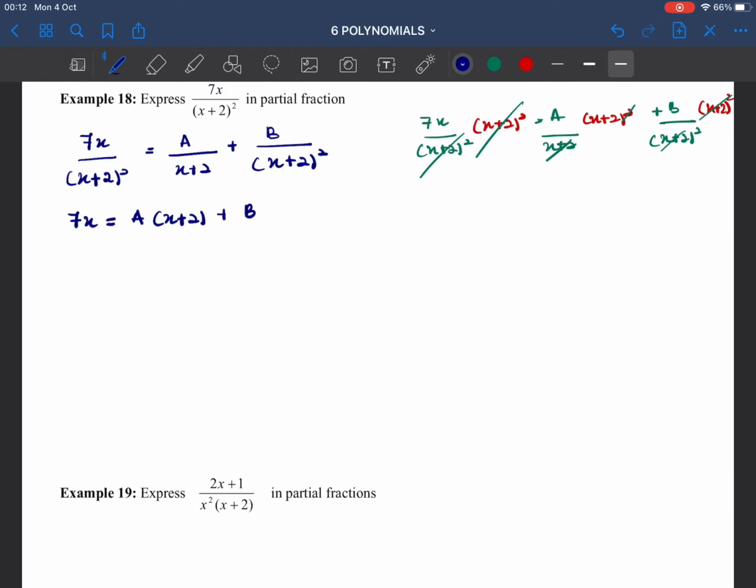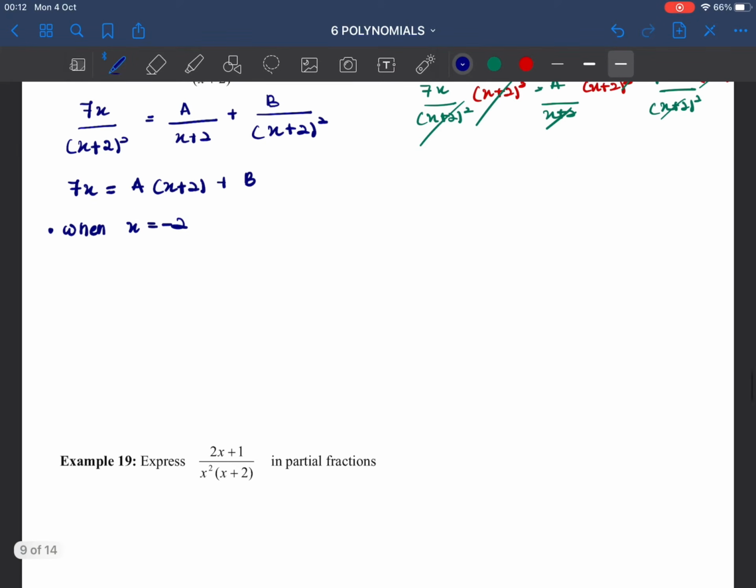Okay, so now kita akan substitute the value of our factor. As you can see from here, the only factor that we have is x plus 2. That means the only root that we are going to use is x equals to negative 2. So when x equals to negative 2, substitute value negative 2 into this expression. We have 7 times negative 2 equals to a. Okay, so tak payah tulis. As you can see from here, negative 2 plus 2 equals to 0. So everything will be 0. So tinggallah b sahaja. So we will have b is equals to negative 14.